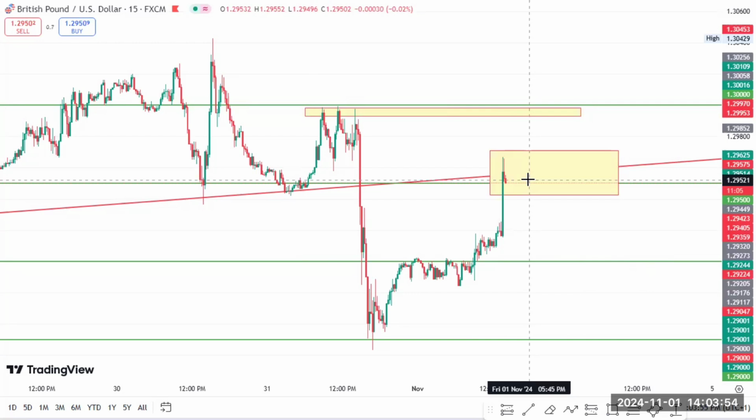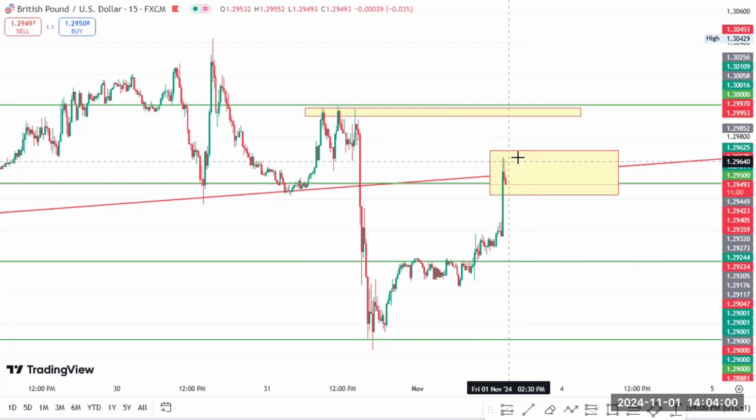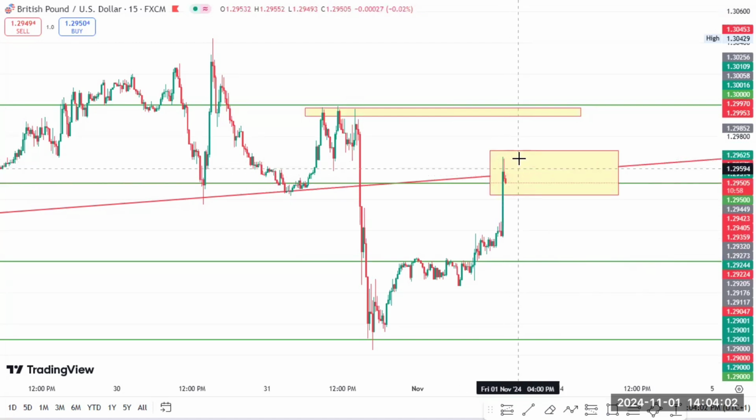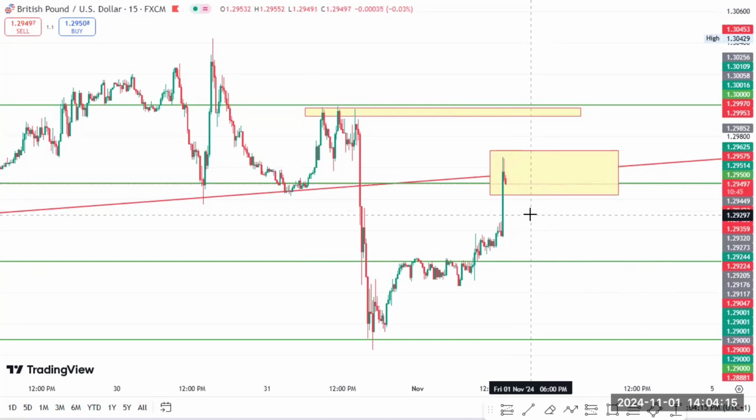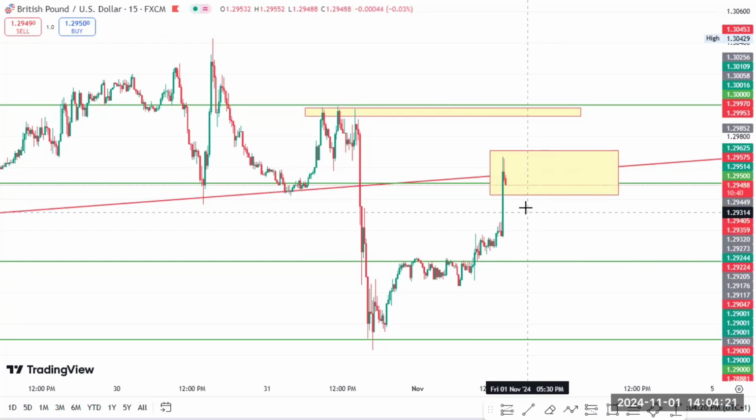Reversal candlesticks. I will be checking for an engulfing candlestick around here, or an evening star, or a tweezer top around here, okay? Or I will be looking for a hammer plus an engulfing candle. These are the things that I'm watching out for. You can go and watch that video to learn about those types of candlesticks. That will help you. Once I see it here, I will sell this market.